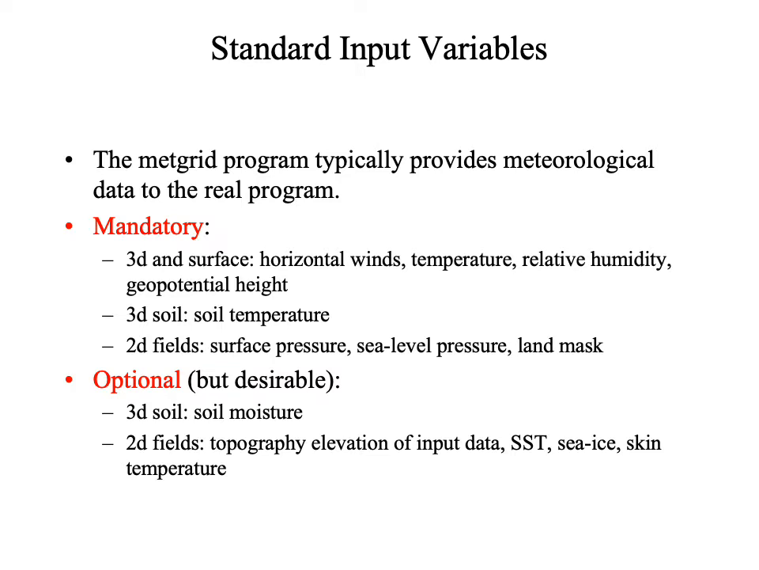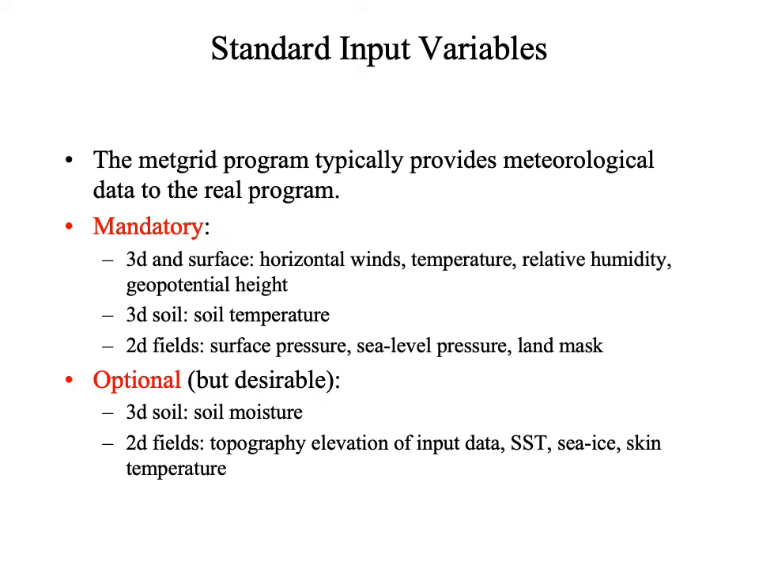The mandatory data includes fields that you would expect: the 3D and surface information from horizontal winds, temperature, some sort of moisture, and the height field. While it's mandatory that a 3D soil moisture or 3D soil temperature is required, and it's only optional that a 3D soil moisture would be available, most of the land surface models require soil moisture. So for most modern land surface models, soil moisture is also mandatory.